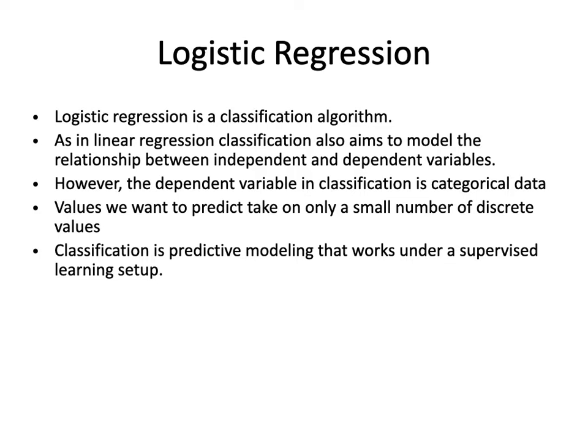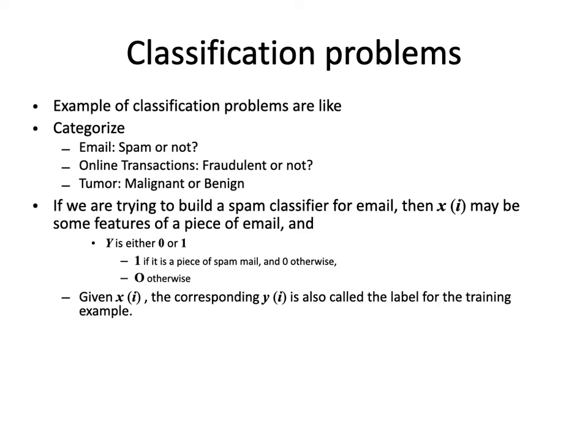So classification is a predictive modeling that works under the supervised learning setup. As we also discussed previously, what is supervised learning and unsupervised learning, then classification is the predictive modeling that works under the supervised learning setup. Examples of classification problems are like categorize the email into spam or not, detect online transactions as fraudulent or not, and detect tumor as malignant or benign.